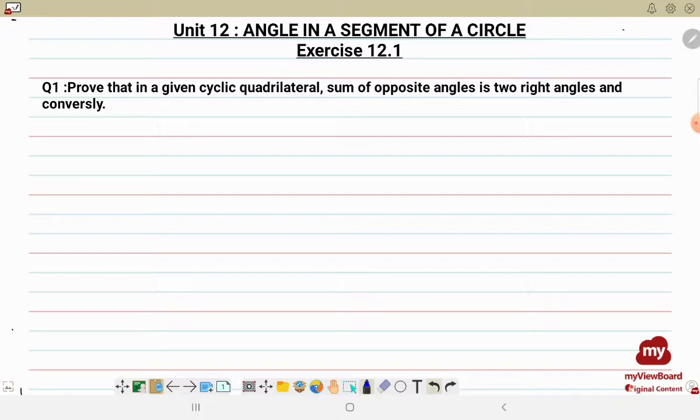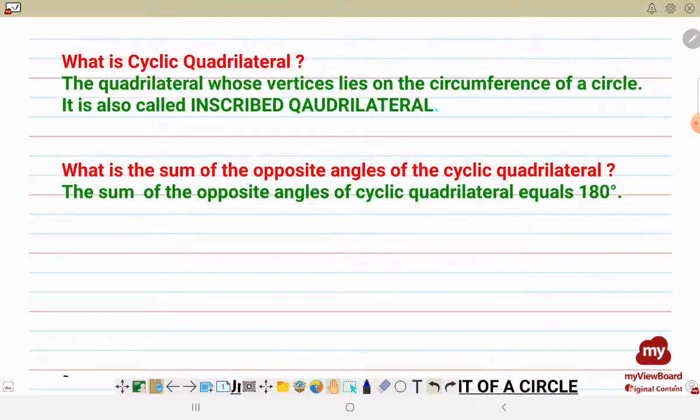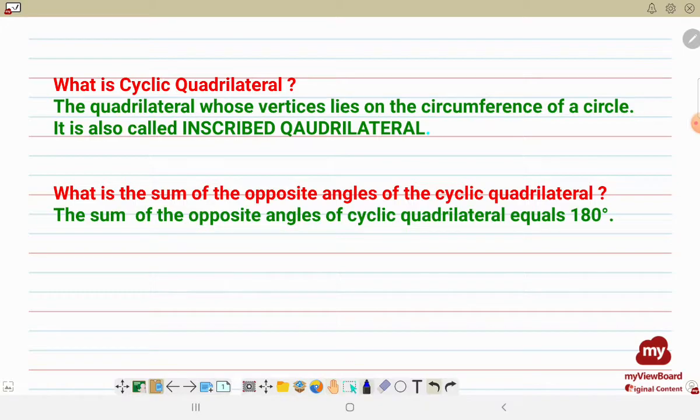Prove that in a given cyclic quadrilateral, sum of the opposite angles is 2 right angles and conversely. So first we need to know what is a cyclic quadrilateral. A quadrilateral is a four-sided closed figure. A cyclic quadrilateral is a quadrilateral whose vertices, meaning whose corners, lie on the circumference of a circle. So the shape that is enclosed in a circle, and the vertices of that shape lie on the circumference, or you can say the boundary of a circle, is called the cyclic quadrilateral. It is also called inscribed quadrilateral, right?